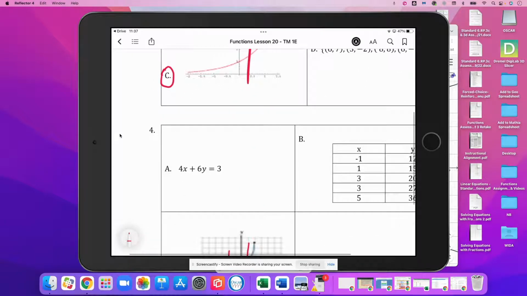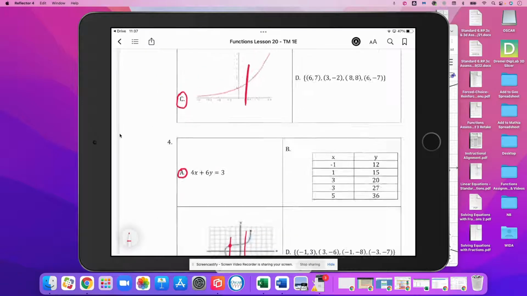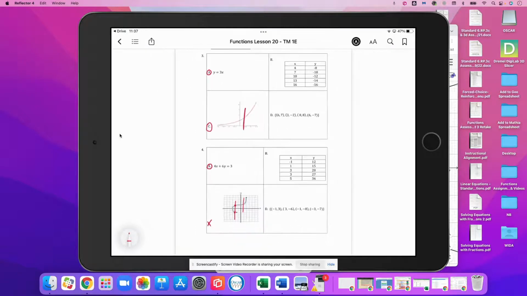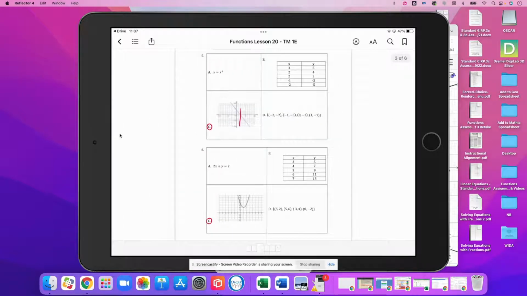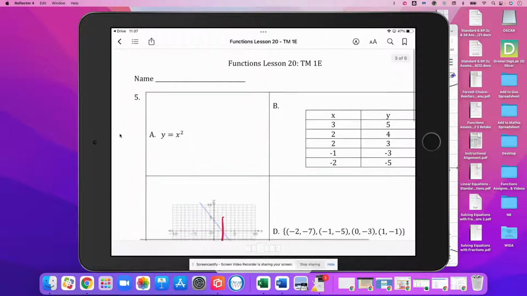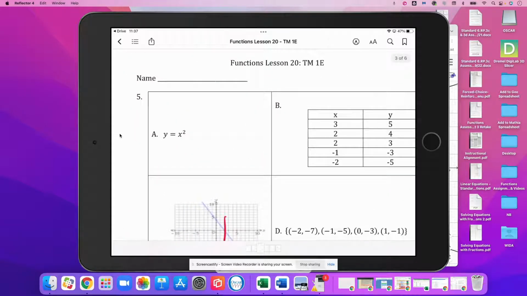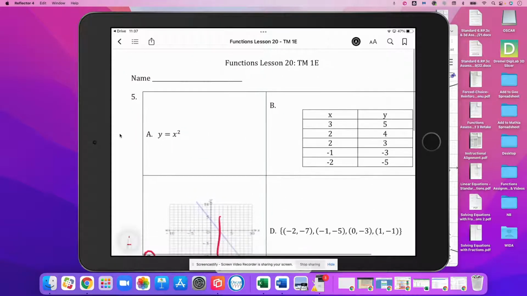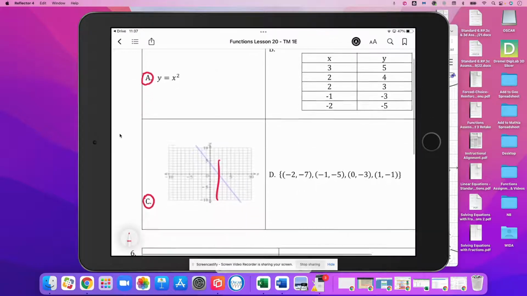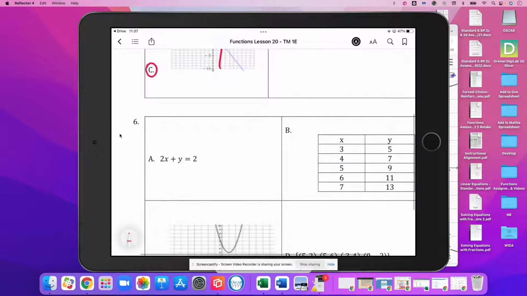And number 4, again, look at y. Nothing funky is happening to y. So yes, that's a function. Next, nothing funky happening to y. So yes, that's a function. And again, next, nothing funky is happening to y. So yes, it's a function.